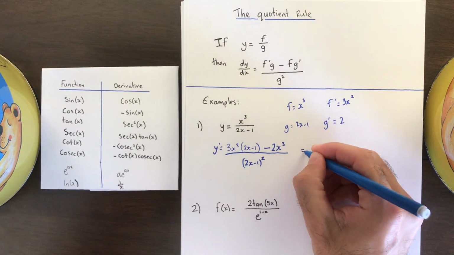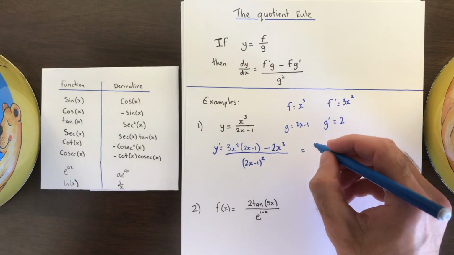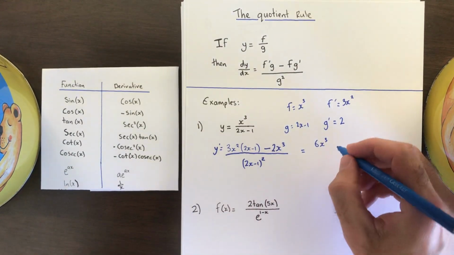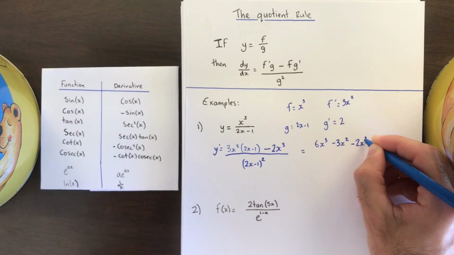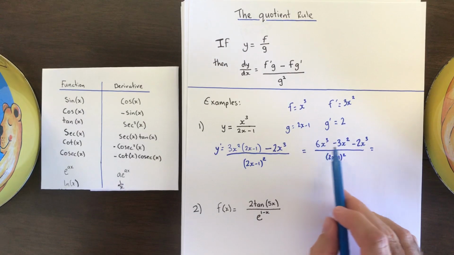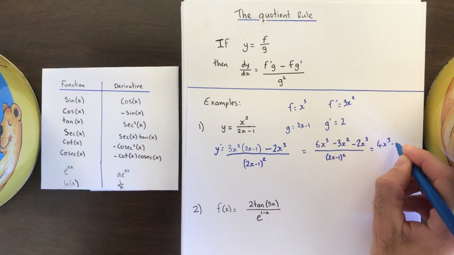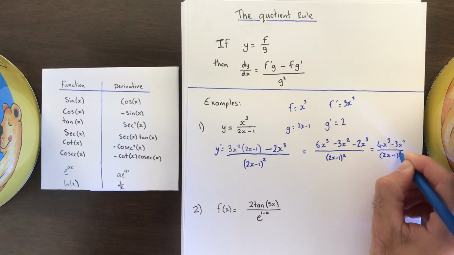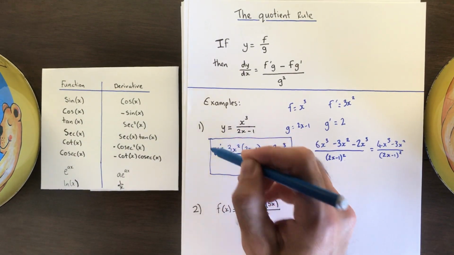Obviously, there could be some simplifying if we really wanted to. Let's see where this will go. Multiply that out, I'm going to get 6x cubed minus 3x squared minus 2x cubed. Leave the bottom how it is at the moment. And we've got 2 x cubed things, so that can subtract and become 4x cubed minus 3x squared over 2x minus 1 squared. I'm just going to leave it like that. This would give you the correct answer, and it's only an achievement question.